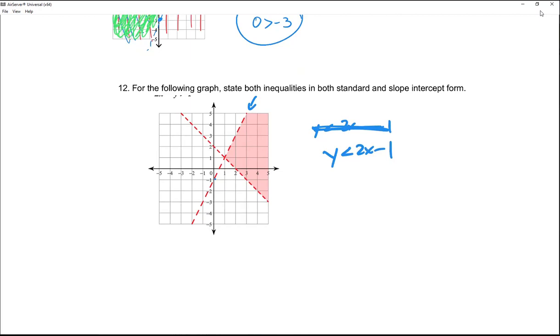Okay. And then the other one is y is greater than, what's the slope here? 1, 2, is it 1 over 1? So -1x plus 2. Okay. All right. And I asked to put it, so that's in slope intercept form. I asked to put it in standard form.